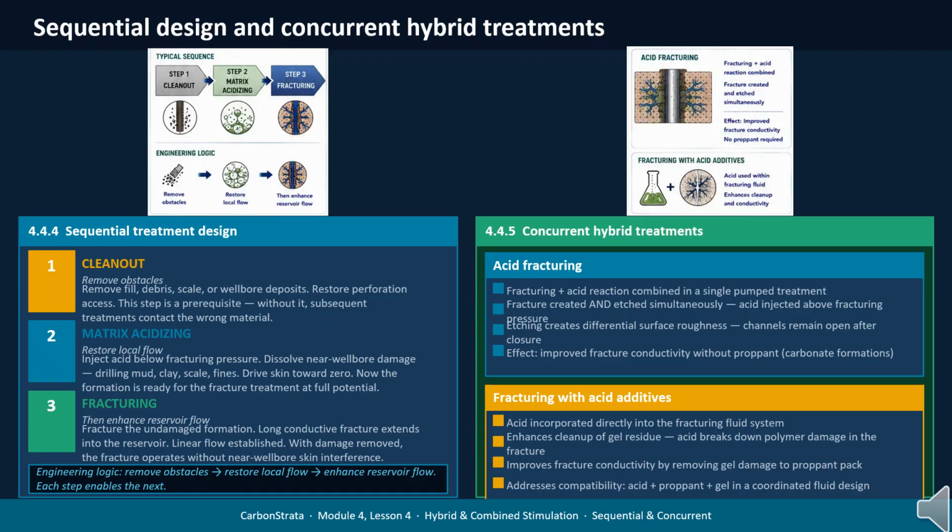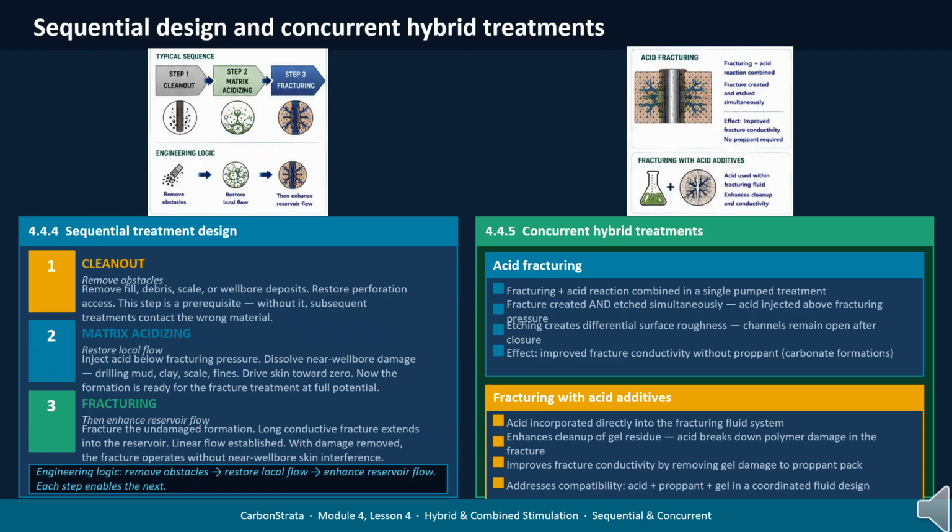Now second case. Fracturing with acid additives. Primary process is still fracturing. Acid is added to modify cleanup behavior, not to change the main mechanism. Now connect both parts. Sequential design removes barriers step by step. Concurrent design combines effects inside one operation.